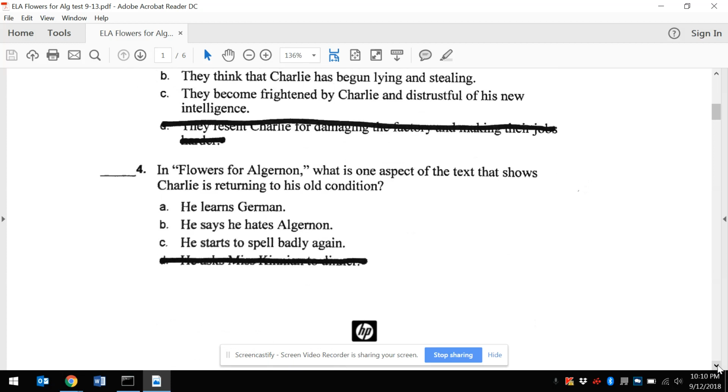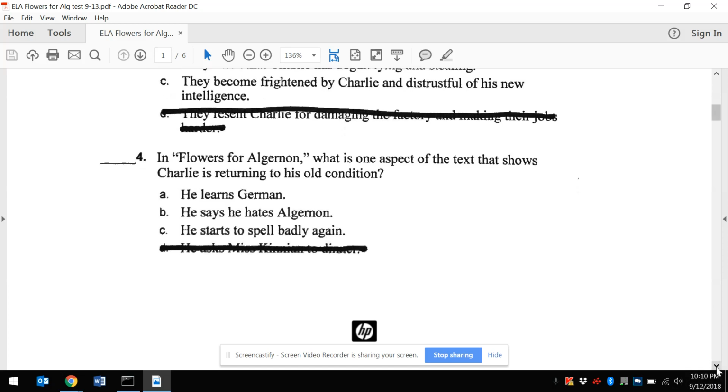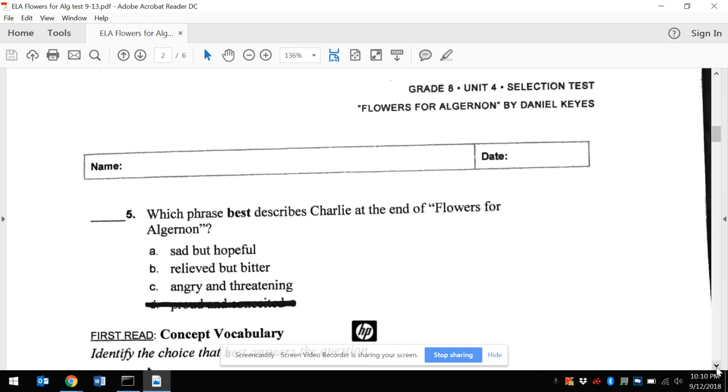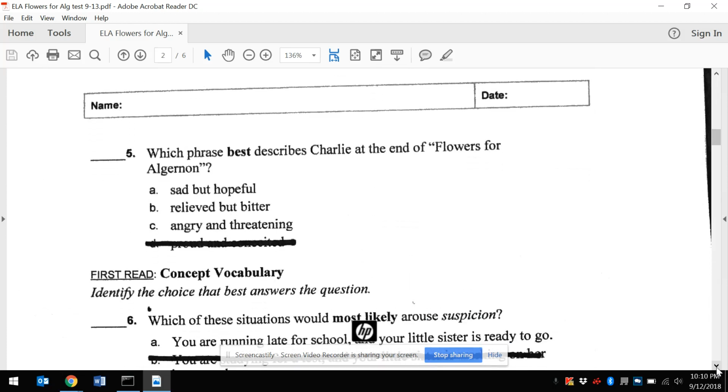4. In Flowers for Algernon, what is one aspect of the text that shows Charlie is returning to his old condition? So it's one thing that shows that he's returning to his old condition. The next page. Number 6. Which phrase best describes Charlie at the end of Flowers for Algernon? A, sad but hopeful. B, relieved but bitter. Or C, angry and threatening.